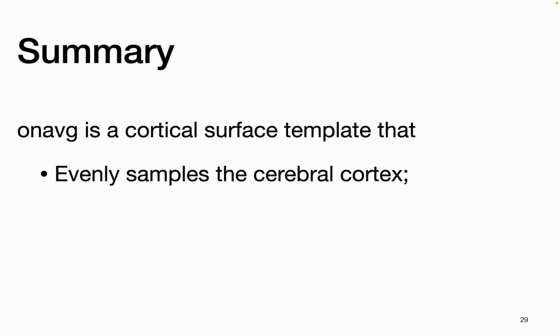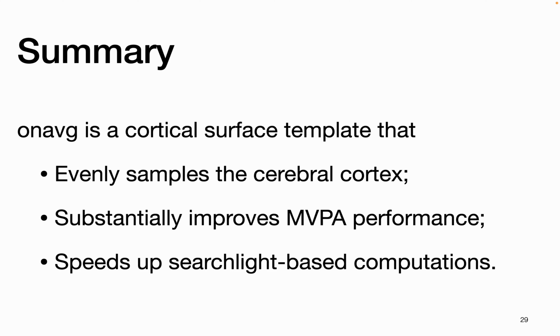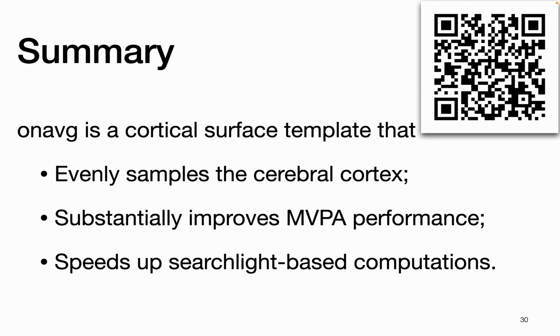So to sum up, in this work, we present the unaveraged surface template, which evenly samples the cerebral cortex, substantially improves MVPA performance, and speeds up searchlight-based computations. This QR code will take you to a website where we have detailed instructions on how to use the unaveraged surface template in your own studies.